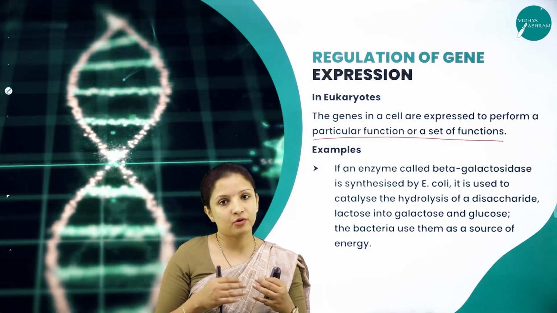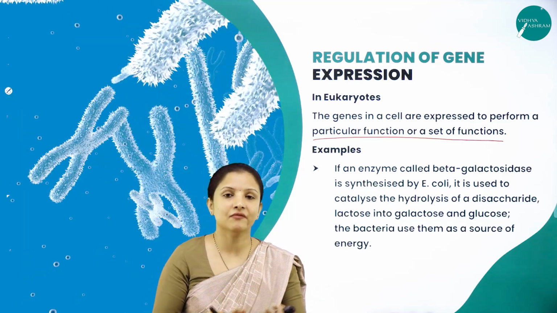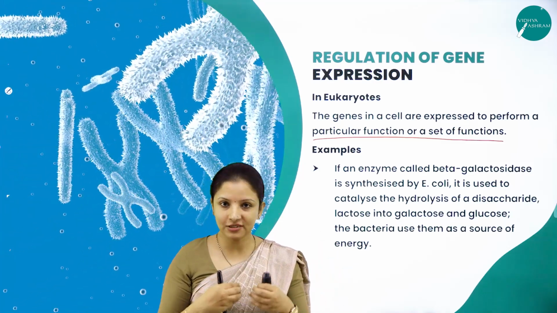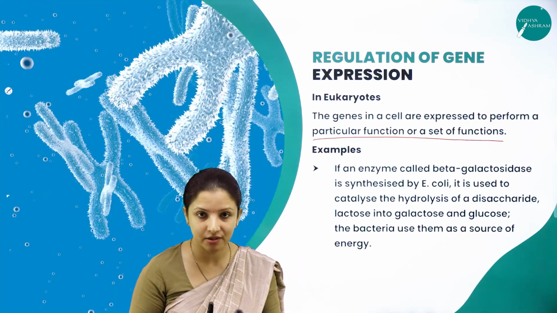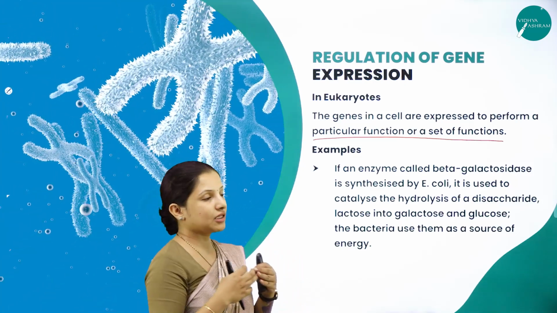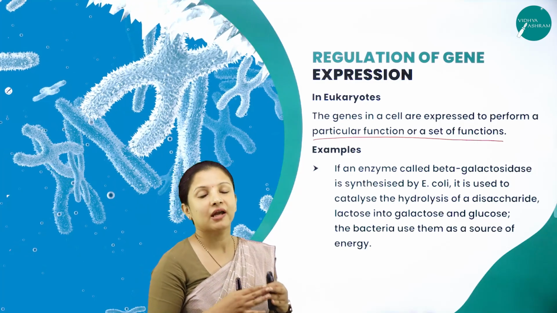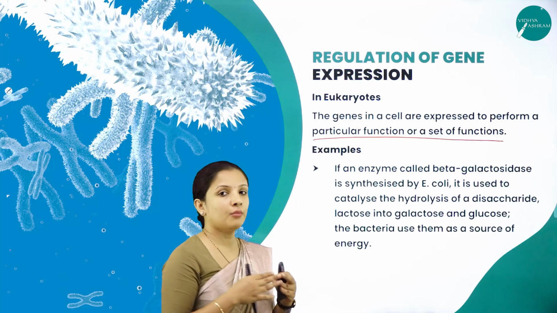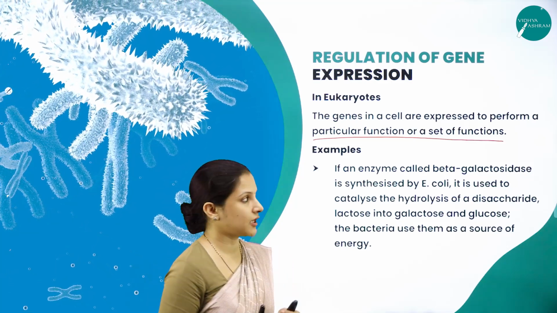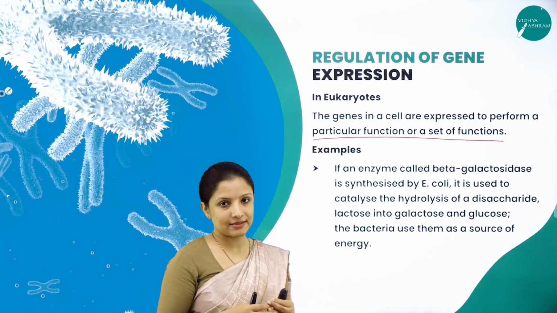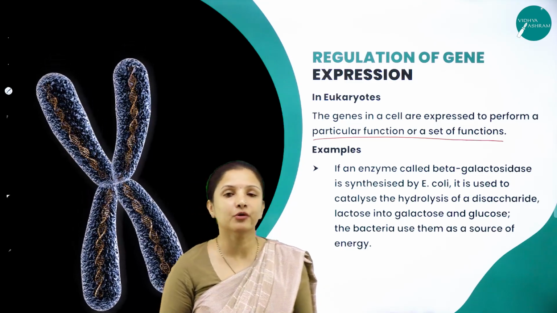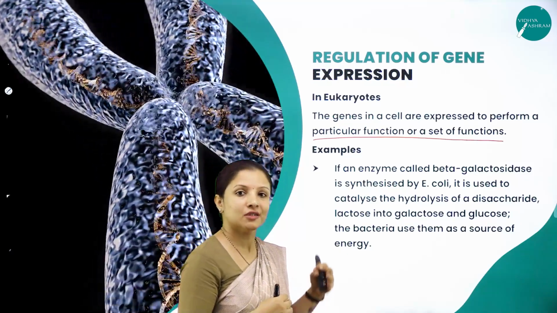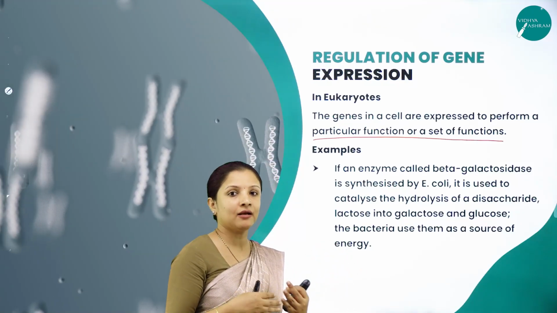Otherwise, the respective metabolic activity which was supposed to be done by that particular gene will not take place properly and will lead to a lot of disorders in the body. Therefore, the genes in a cell need to get expressed at a particular time in order to perform a particular function or a set of functions. We'll look into it taking an example. For this we can take the lac-operon concept as an example. In detail, I'll explain the lac-operon concept in the coming slide, so you'll understand that clearly.